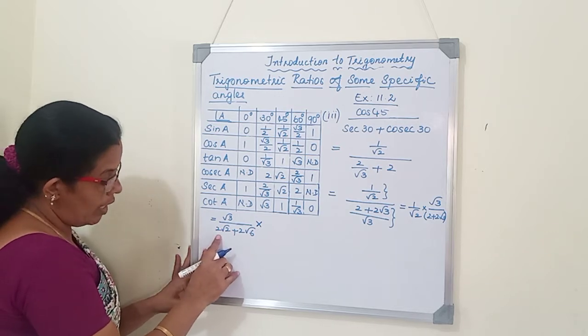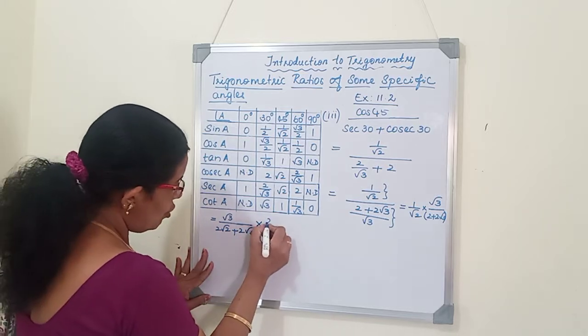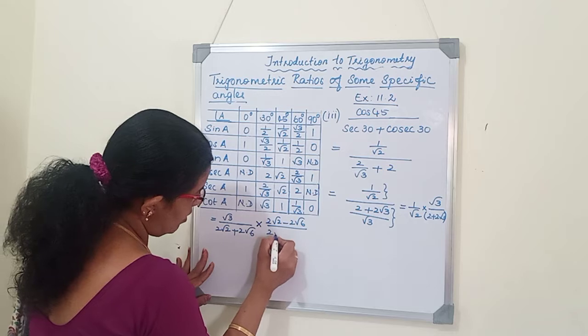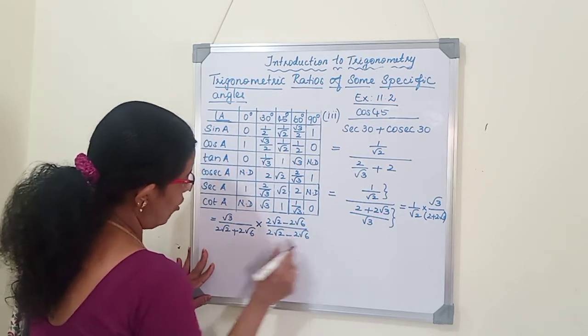What is the conjugate or rationalizing factor of 2 root 2 plus 2 root 6? It is 2 root 2 minus 2 root 6. We have to multiply and divide with the conjugate of the denominator, or the rationalizing factor of the denominator.